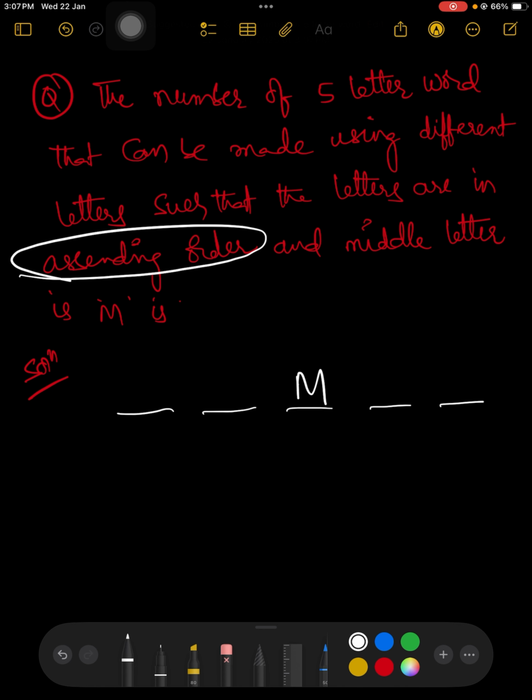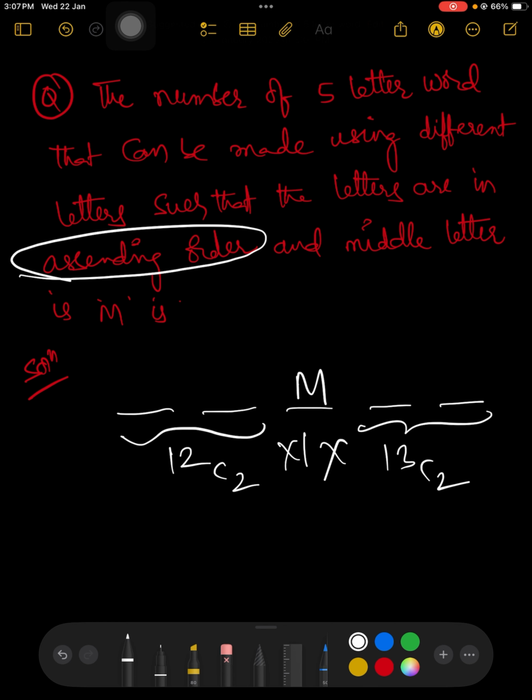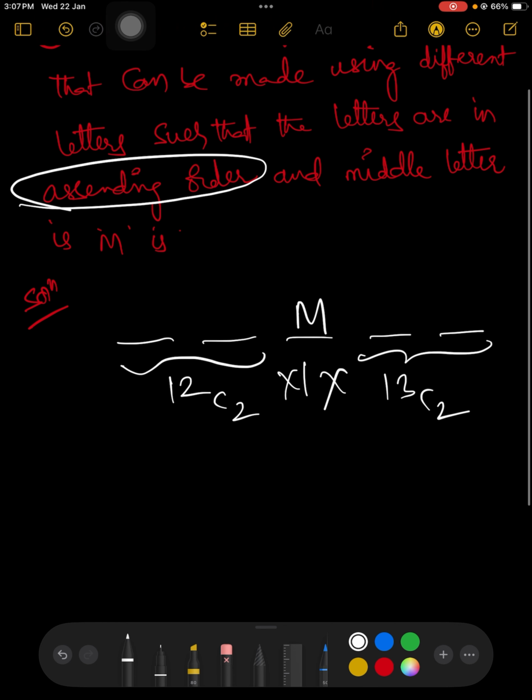In case it is in ascending order, clearly m plays a major role. So before m, after m. Before m we will have 12 alphabets, right? Up to m, m is the middle term in the alphabets. Before m we have 12 alphabets, so these two places we can select in 12C2, and after m we have 13 alphabets, that we can select in 13C2, and this is 1, right? There are no other further arrangements. Why? Because they are given only in this ascending order.